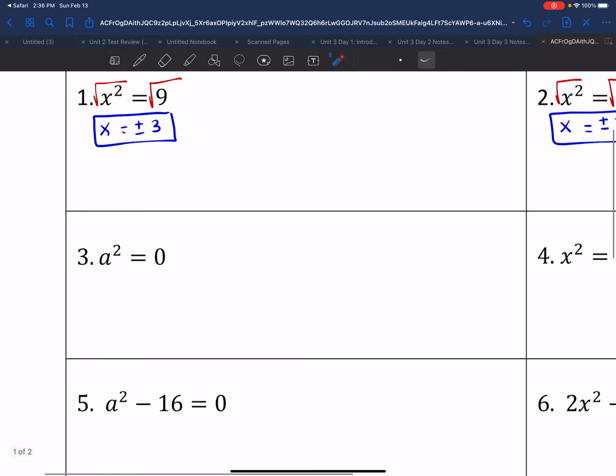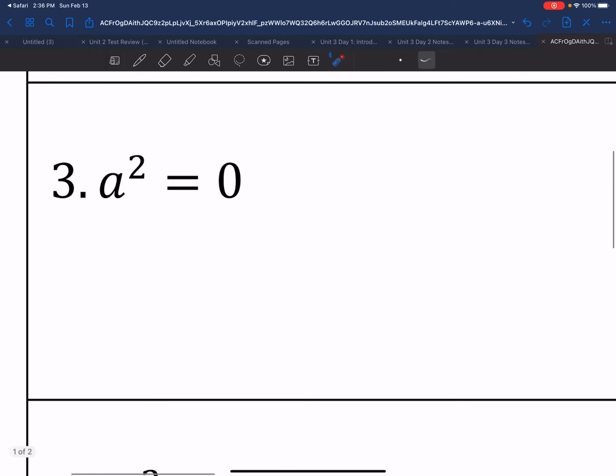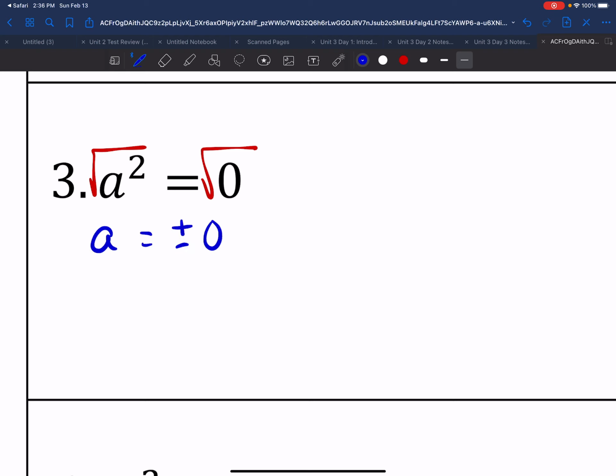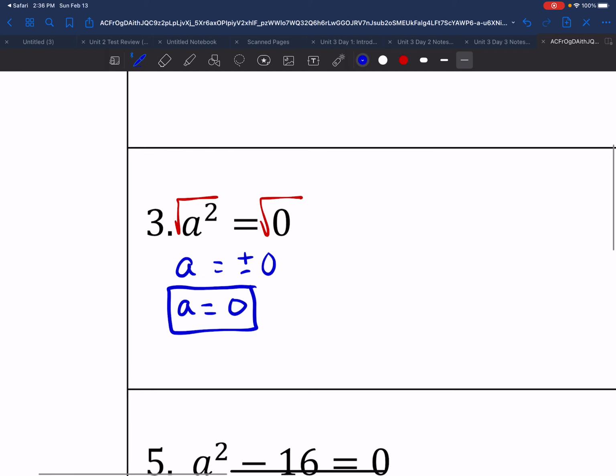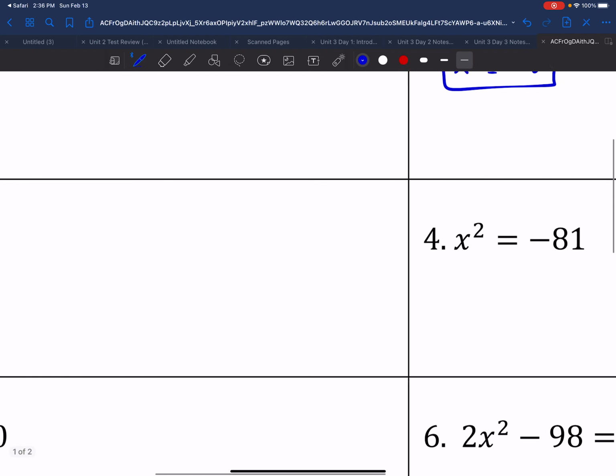You should get the idea. Okay, 3. This is a little weird because our right side is 0. So let's see what happens. Take the square root on both sides, and then I'm left with a is equal to plus or minus 0. I've never heard of a negative 0 or a positive 0. 0 is just pretty much neutral. So a is equal to 0. Okay, a is equal to 0. We know that from the number line.